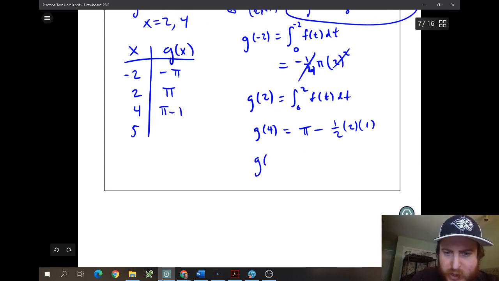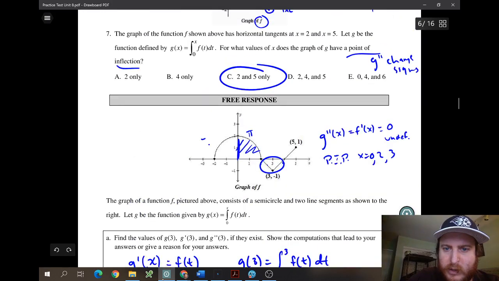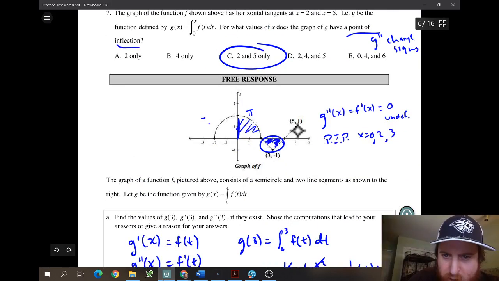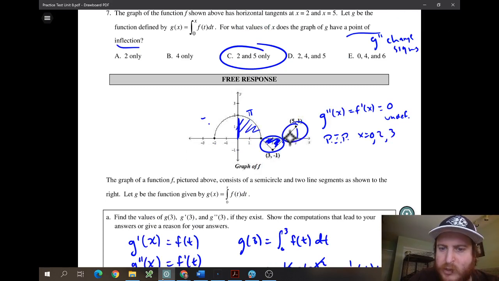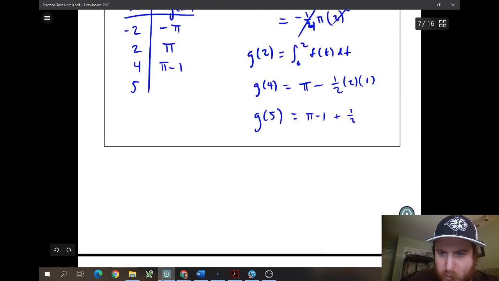And then finally we'll have g of 5. Now for g of 5, we can basically start off with that pi minus 1, because that's the area up until here. And then we can just add on whatever's new. So that's a new triangle, which is above the axis. So it's going to be plus 1/2, base is 1, height is 1. So we're going to do pi minus 1 plus 1/2 times 1 times 1. That's going to end up with pi minus 1/2.